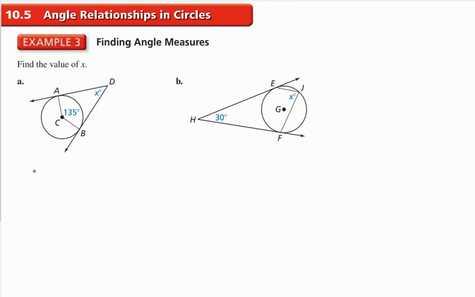So here we can say that x is equal to 180 minus 135. X is equal to 45 degrees.